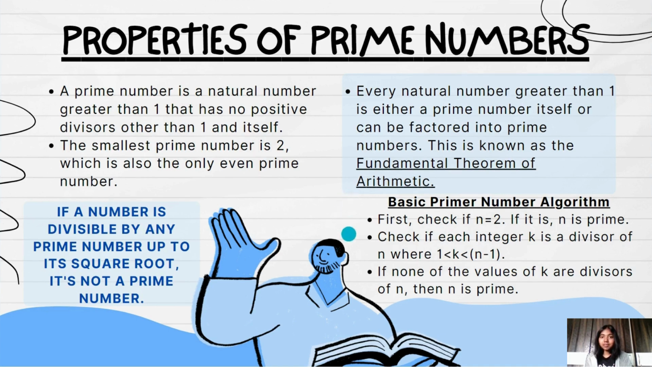number. Under the basic prime number algorithm, first we have to check if the given number is equal to 2 or not. If it is, then the given number is prime. Otherwise, proceed to step 2. Check if the integer k is a divisor of n, where k should be greater than 1 and it should be less than n minus 1. If none of the values of k are divisors of n, then n is a prime number.